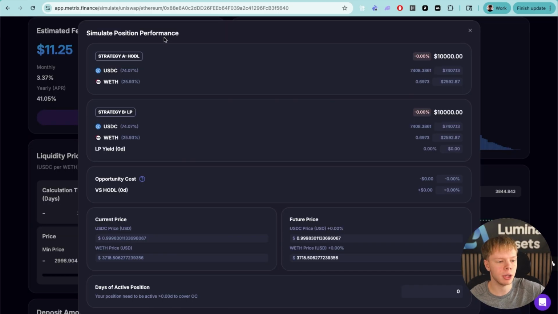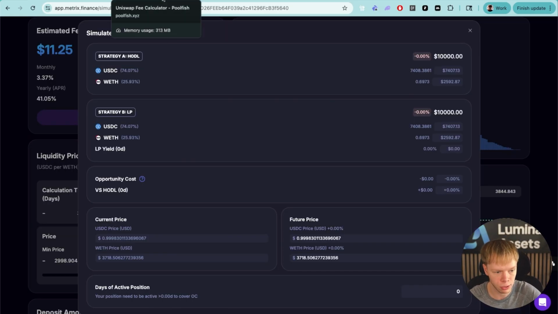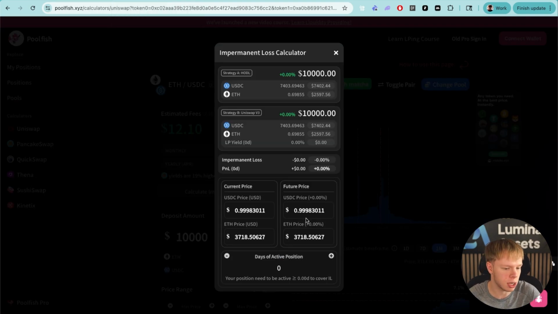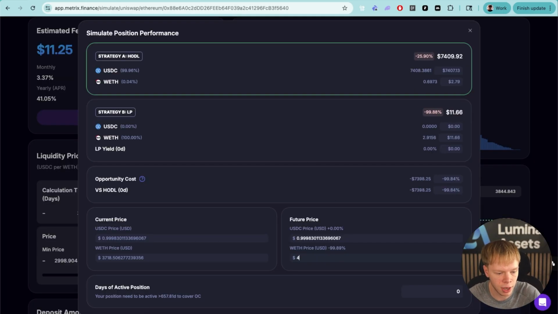Both tools have a simulate position performance tab, which allows you to simulate potential impermanent or divergence loss, as well as which strategy is going to be better when it comes down to price appreciation. In this instance, if Ethereum were to go to 4,000 and we were to have 9 days of fees, we would actually beat hodling in the market. You can do the same exact thing over on Metrix Finance right here.